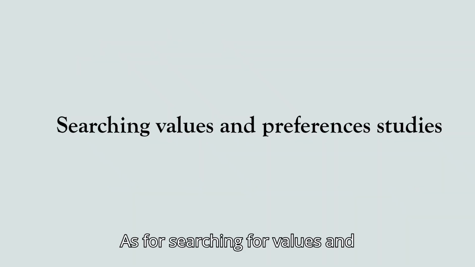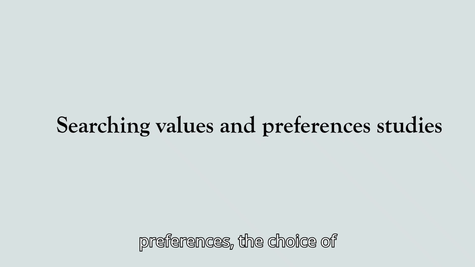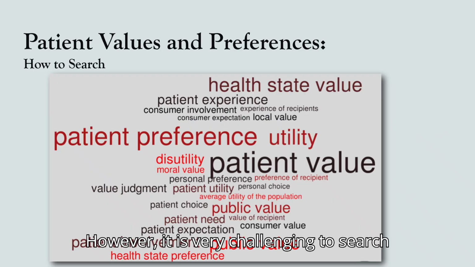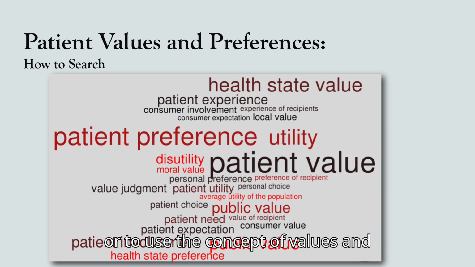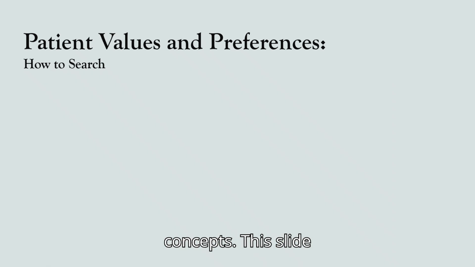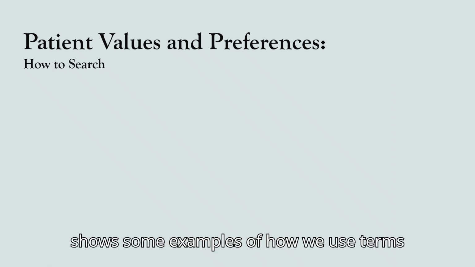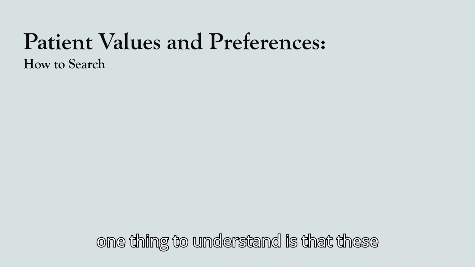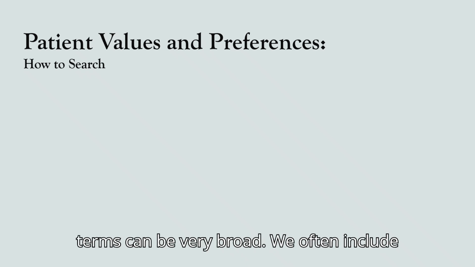As for searching for values and preferences, the choice of databases, the search for grey literature, and the use of Boolean logic are the same. However, it is very challenging to use the concept of values and preferences to develop such strategies. As we can see, there are so many related concepts. This slide shows some examples of how we use terms to search values and preferences. And one thing to understand is that these terms can be very broad.